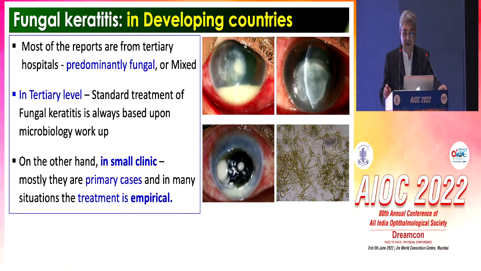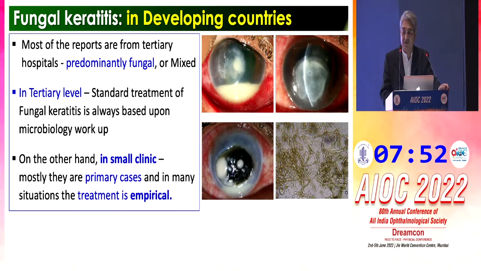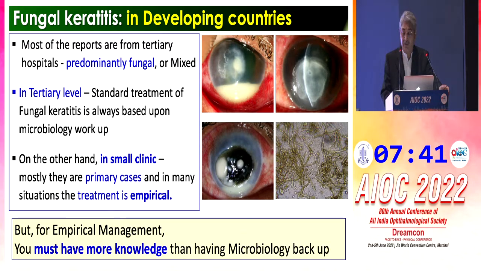At the tertiary level, the standard of treatment is fairly straightforward because the microbiology workup is there. On the other hand, in small clinics, mostly primary cases, in many situations the treatment is empirical. But for empirical management, you must have more knowledge than when you have microbiology backup.